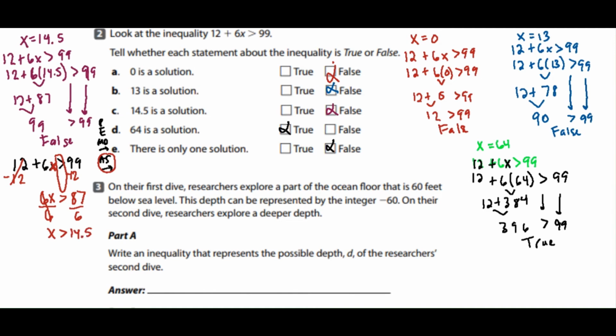So the solutions for this inequality are all numbers greater than 14 and 5/10, which is why 14 and 5/10 is not a solution, because the solutions must be greater than that. So since 64 is greater than 14 and 5/10, it is a solution. And since 0, 13, and 14 and 5/10 are not greater than 14 and 5/10, they are not solutions. So do not confuse that. Inequalities have many solutions. Equations only have one solution. Equalities, equal signs, one solution.